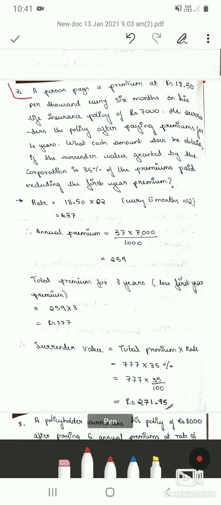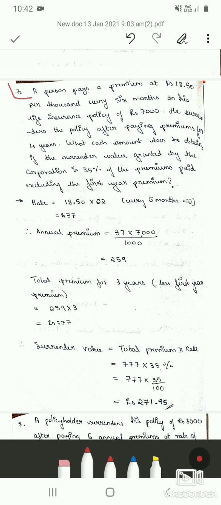So the seventh question is, a person pays a premium at rupees 18.50 per thousand every 6 months on his life insurance policy of rupees 7,000. He surrenders the policy after paying premiums for 4 years. What cash amount does he obtain if the surrender value granted by the corporation is 35% of the premiums paid excluding the first year premium?